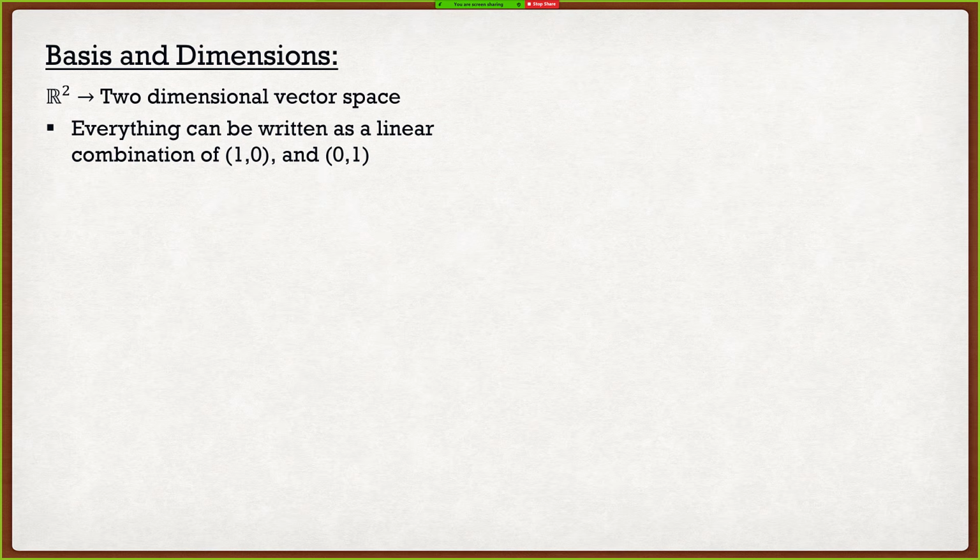So if I'm talking about R2, what I'm actually talking about is a two-dimensional vector space. Why is that a two-dimensional vector space? Well, everything can be written as a linear combination of the vector (1, 0) and the vector (0, 1). What does this look like? Well, this looks something like this. So in essence, it's just a 2D plane.